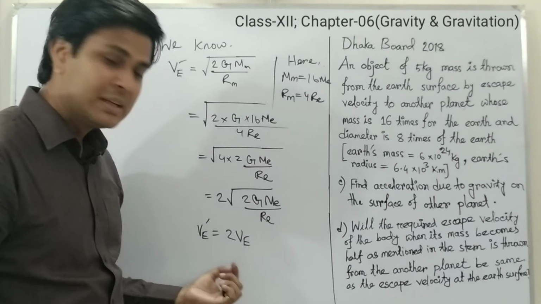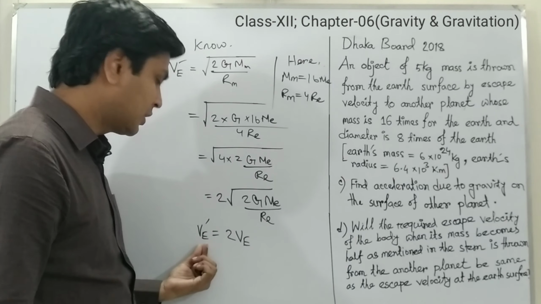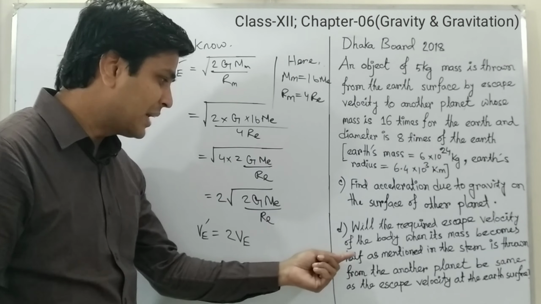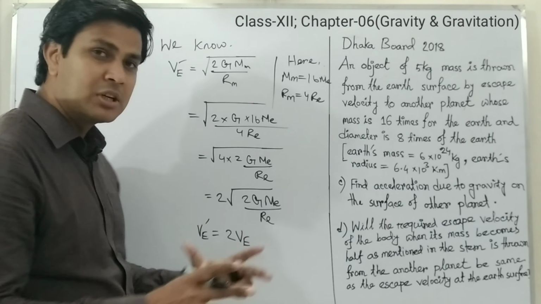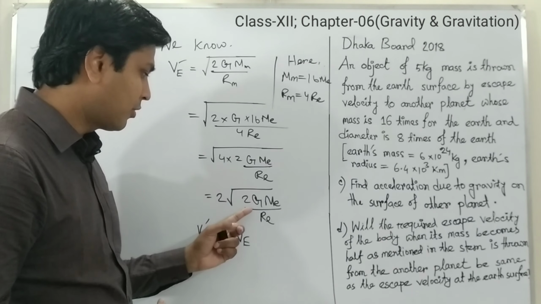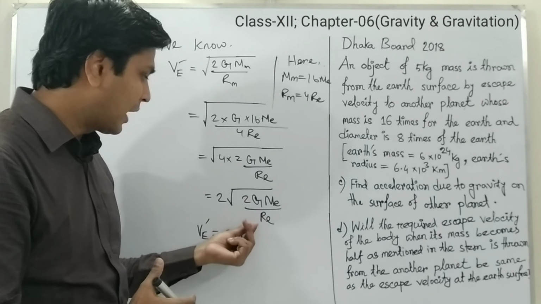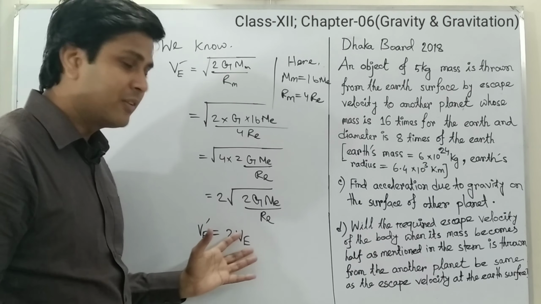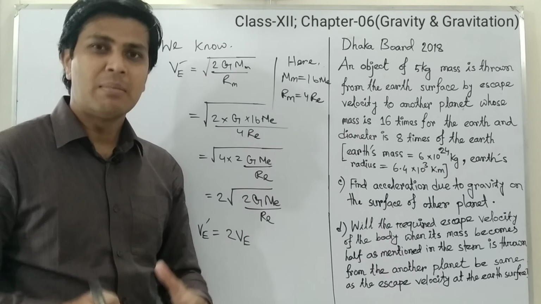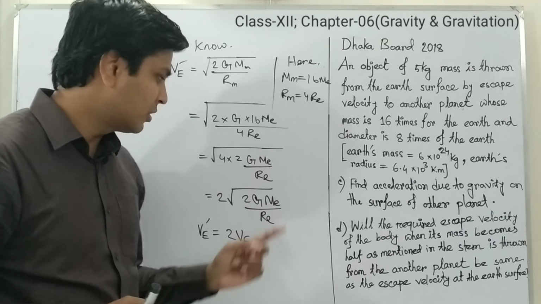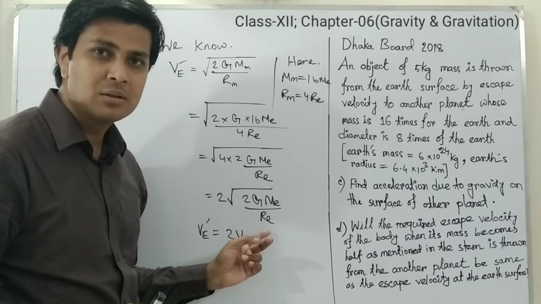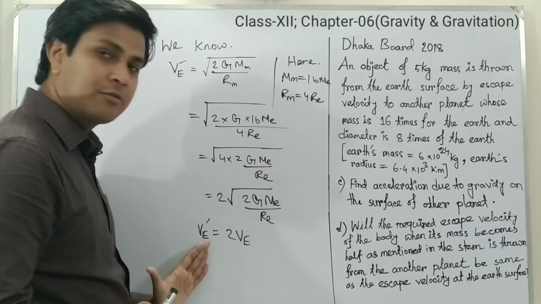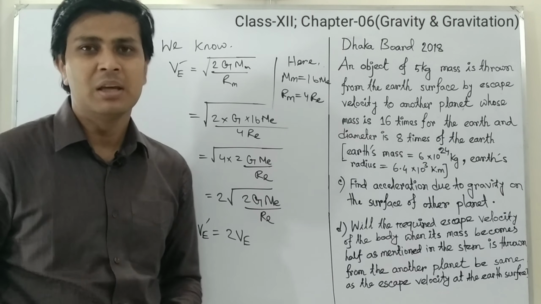So we can see here the escape velocity from the planet is not equal to the escape velocity from the Earth surface, though mass becomes half. There is no condition of mass because in the formula of escape velocity we cannot get any quantity of mass of the body. So escape velocity does not depend on the mass of the body. Escape velocity depends on the mass of the Earth and the radius of the Earth. So the conclusion is the escape velocity from the planet and the Earth surface will not be equal.